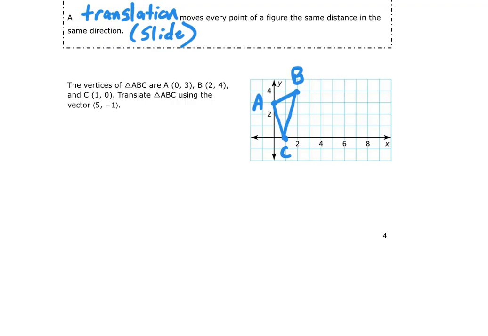Okay, now this tells us what we're going to do. Okay, so this is the component form of the vector. So <5, -1>. What does the 5 tell me? Right, 5. Okay, and then what's the negative 1 tell me? Goes down 1. So we're going to take all 3 points and move them right 5, down 1. Okay, I'm going to do this one in a different color just so we can kind of see what's going on here. It really doesn't matter which one you start with as long as you do it to all, and then it's just a matter of counting.